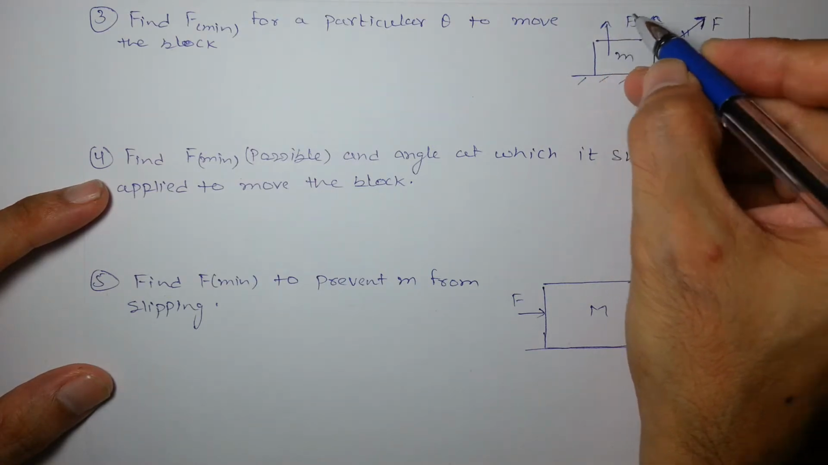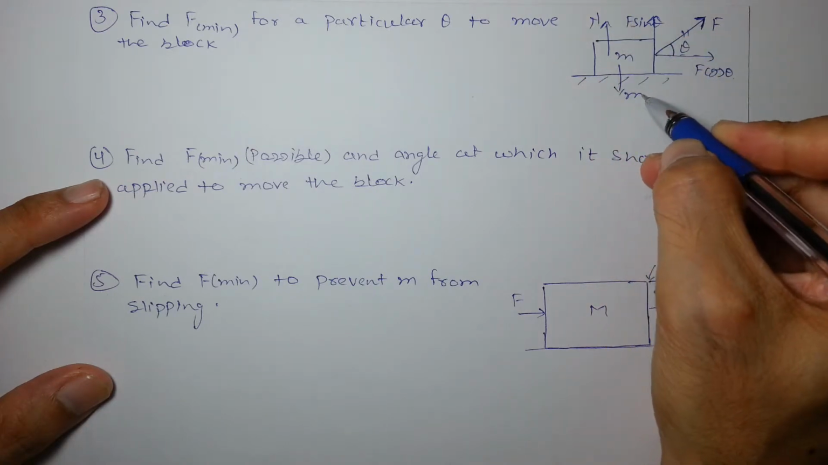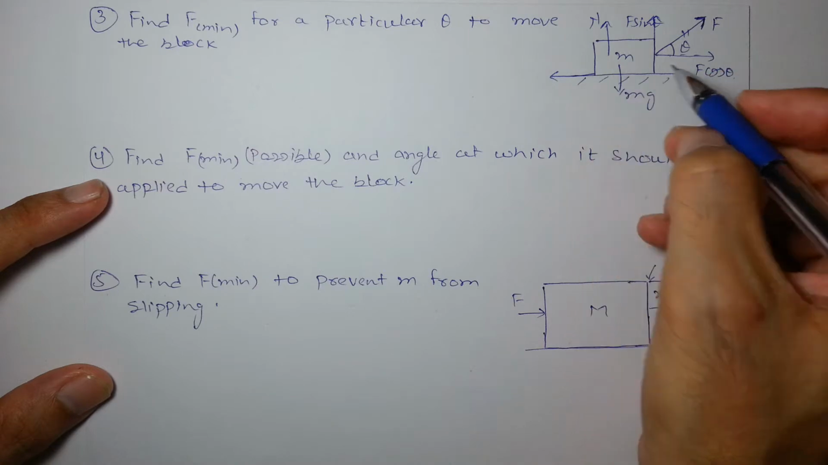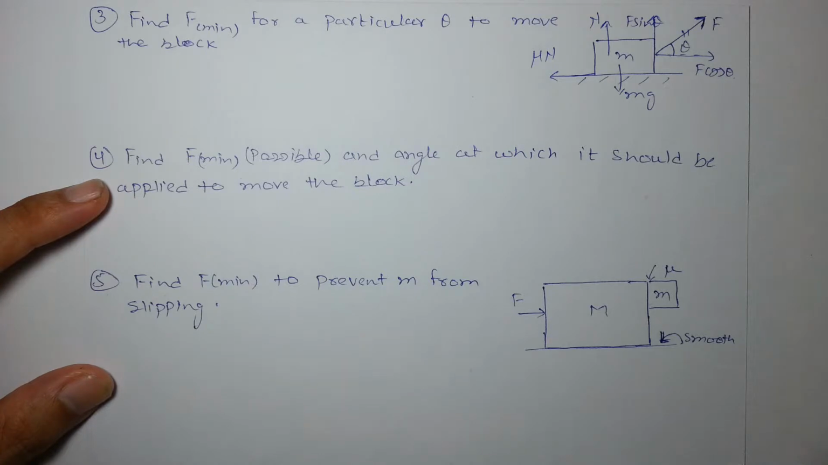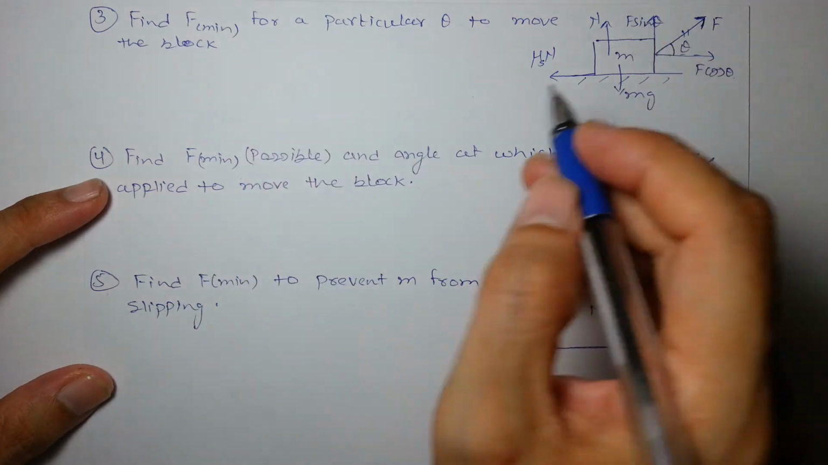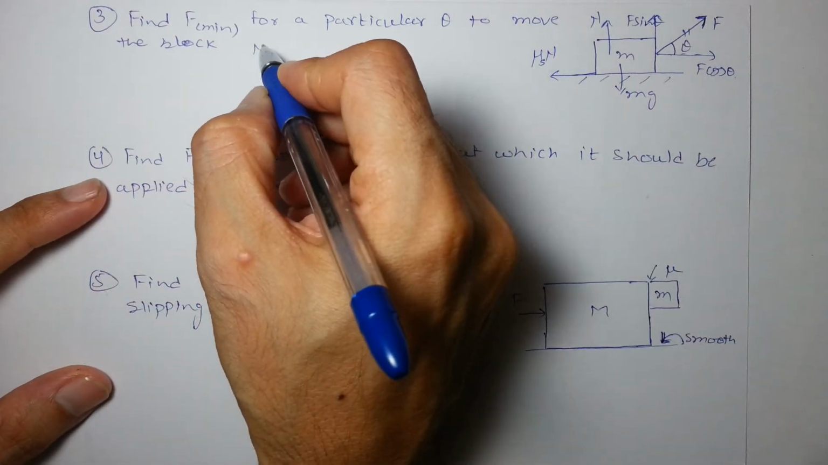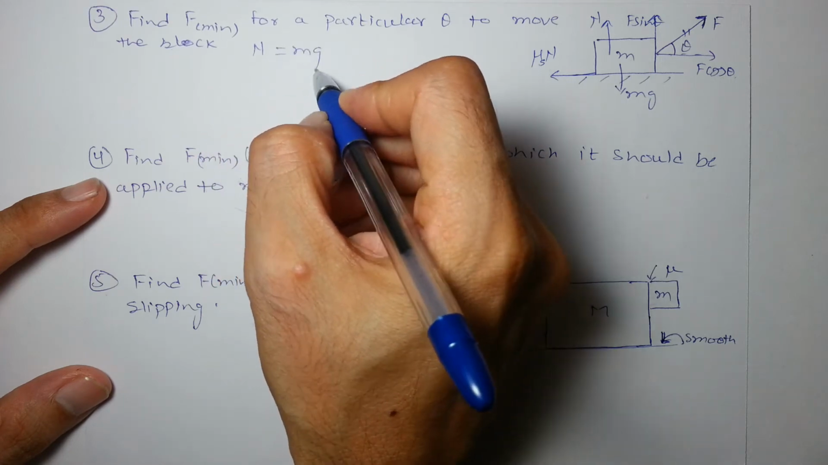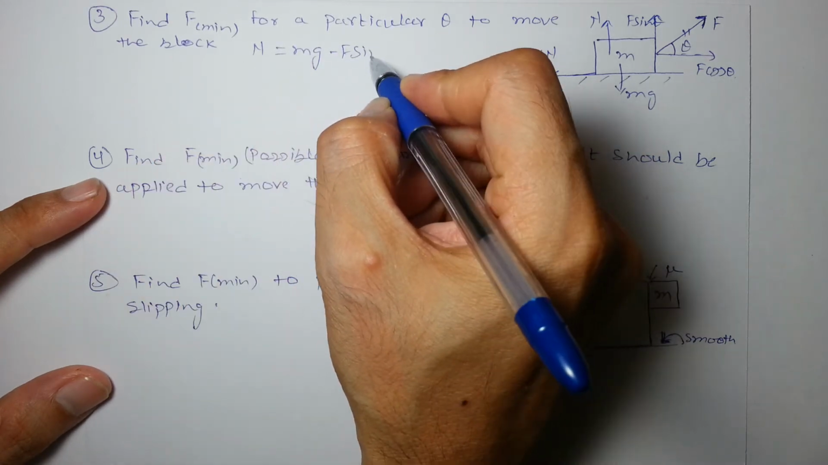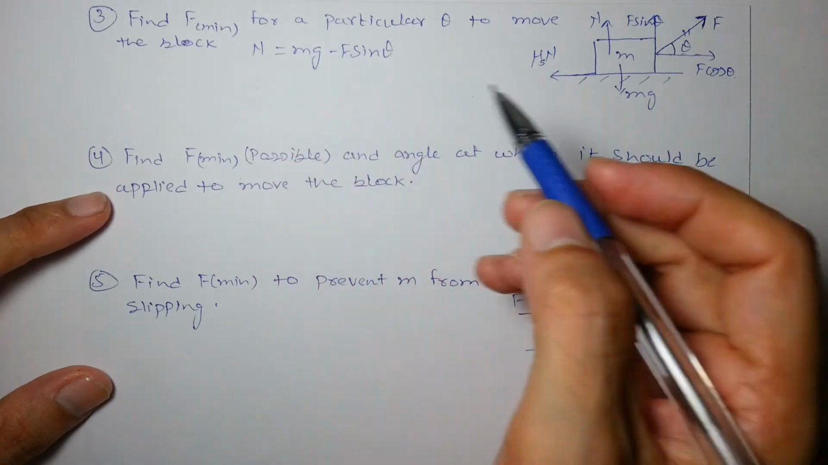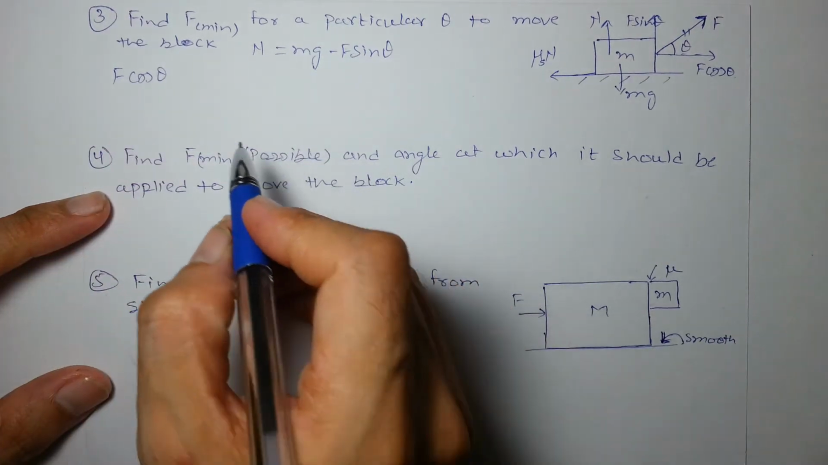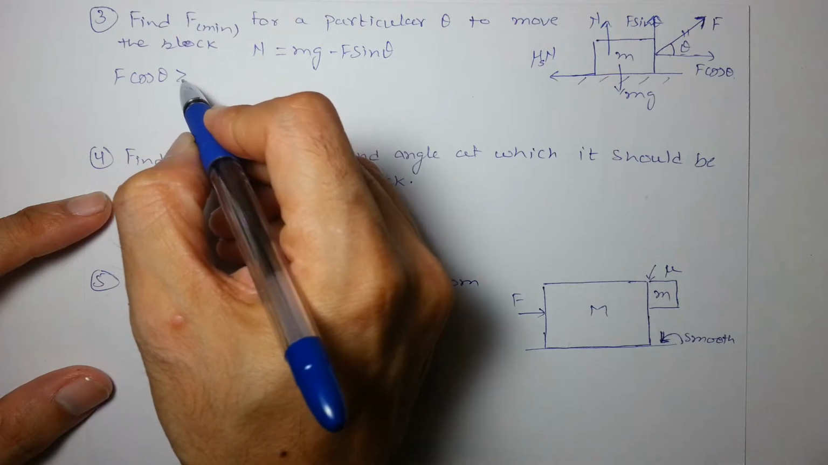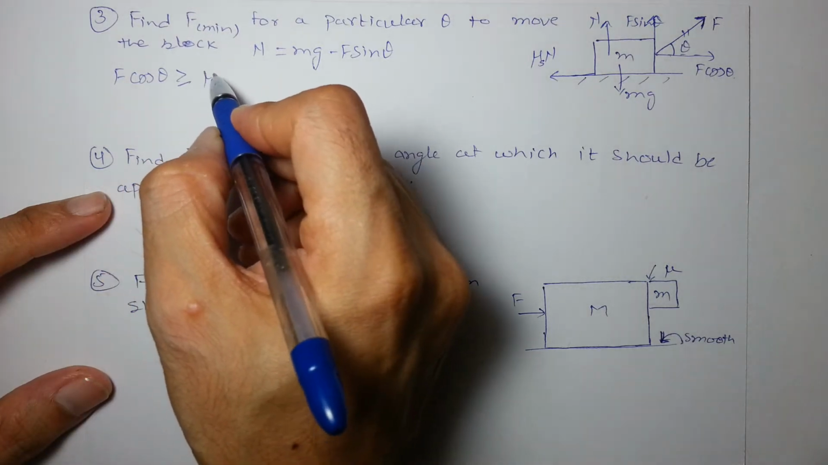This will be the normal, this will be its weight, and friction will be acting in the backward direction to avoid slipping, and it is nothing but mu N because the case is limiting. Specifically, mu s N. So balancing the upward vertical forces, N is nothing but mg minus F sin theta. So we have reduced the normal reaction, and for F cos theta to slide at the limiting case, F cos theta must be greater than or equal to mu s N.